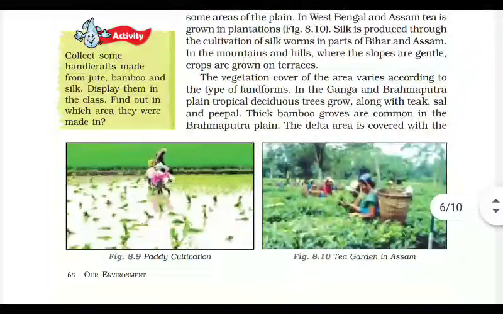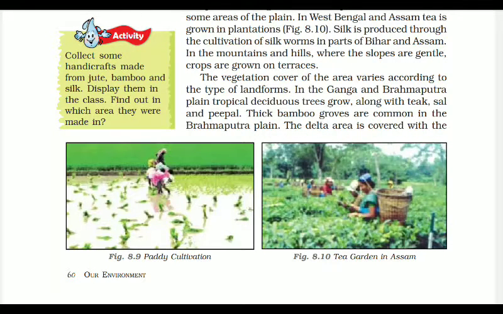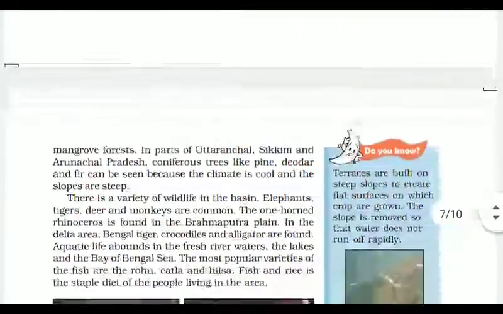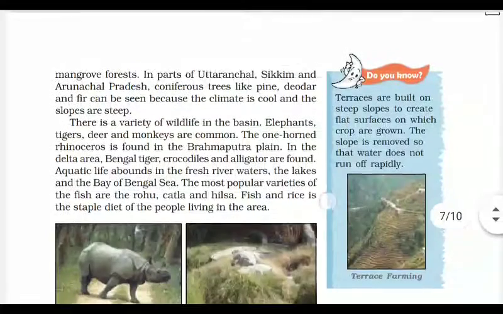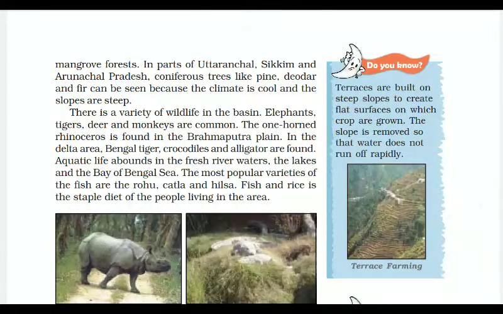The vegetation cover of the area varies according to the type of landform. In the Ganga and Brahmaputra plain, tropical deciduous trees grow along with teak, sal, and peepal. Thick bamboo groves are common in the Brahmaputra plain. The delta area is covered with mangrove forest. In parts of Uttaranchal, Sikkim, and Arunachal Pradesh, coniferous trees like pine, deodar, and fir can be seen because the climate is cool and the slopes are steep.